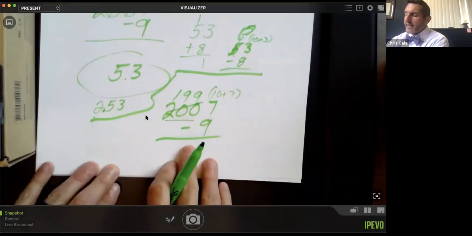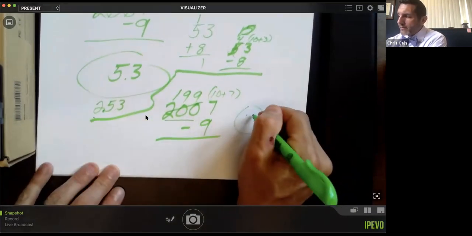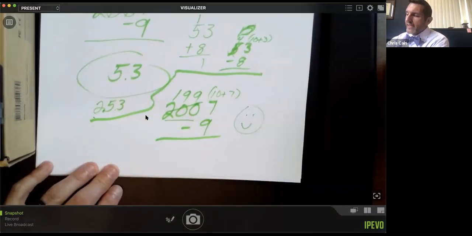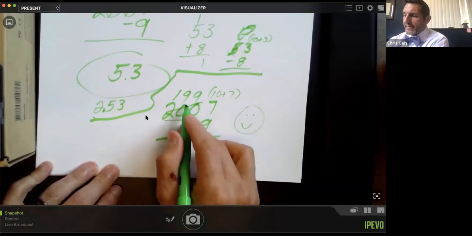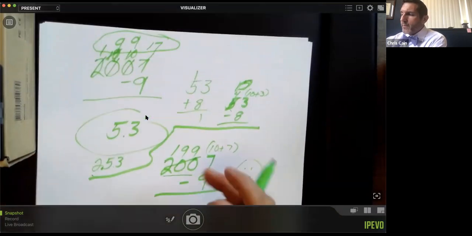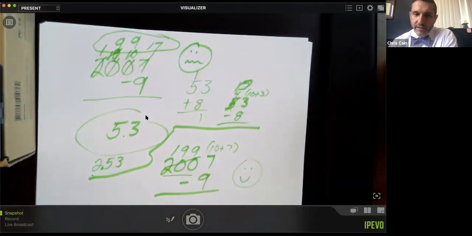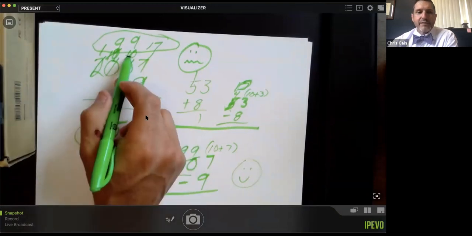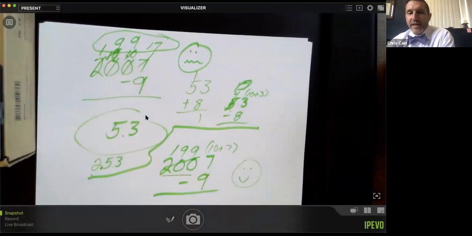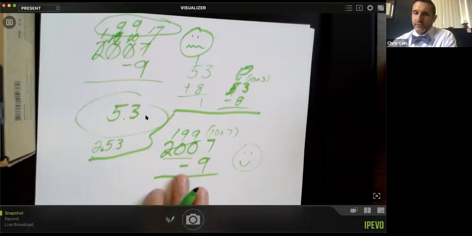The only difference here, kids are happy. We have happy children because they understand where that 199 came from and they can see what it means to decompose. Up here, this is what the teachers and the students look like. They're frustrated and they are really not sure how that happened. All they know is that that 2 should become a 1, the 0 should become a 9, and a 17, and it's buried in the procedure.